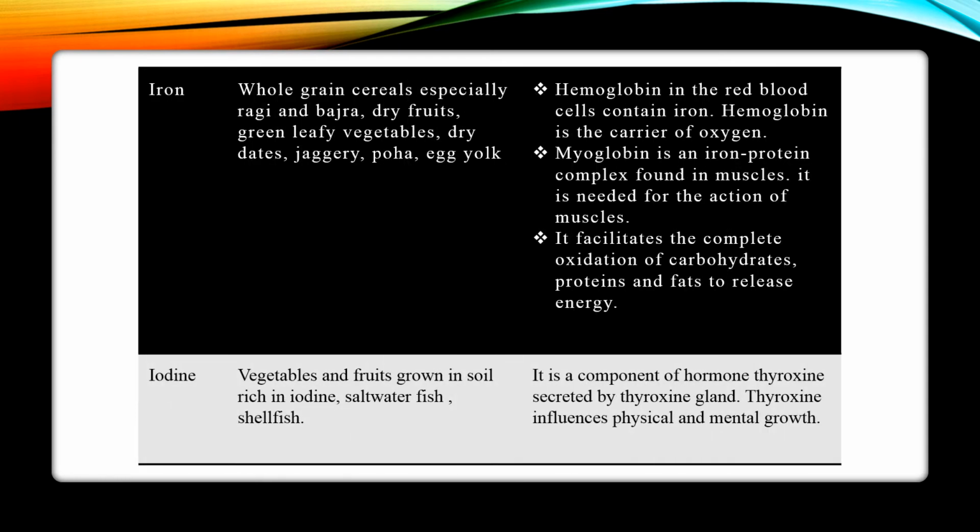Iron. Dry fruits, green leafy vegetables, dry dates, jaggery, poha, egg yolk. These are the sources of iron. Hemoglobin present in the red blood cells is a major constituent of iron. Now, hemoglobin is a carrier for oxygen. It carries oxygen through the body. There is a protein iron-rich compound in our muscles and this compound is called myoglobin. Now myoglobin is responsible for the actions of the muscles. So whatever the muscles do, myoglobin is responsible for it.